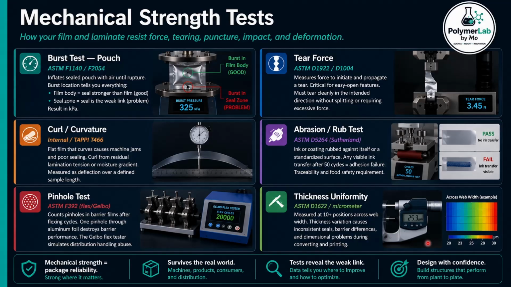Thickness uniformity. Measure at 10 or more positions across the web width. Thickness variation of even 2 or 3 microns in a 25 micron sealant film causes inconsistent seal across the web, barrier properties that differ from the left edge to the right edge of the roll, and dimensional problems during thermoforming.